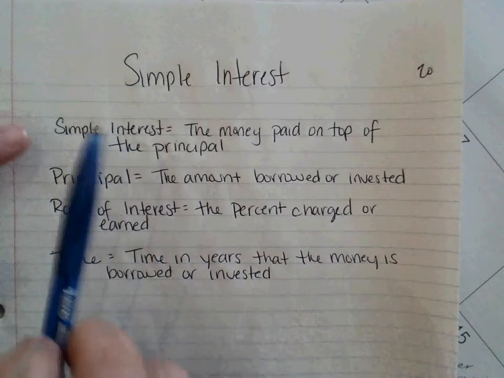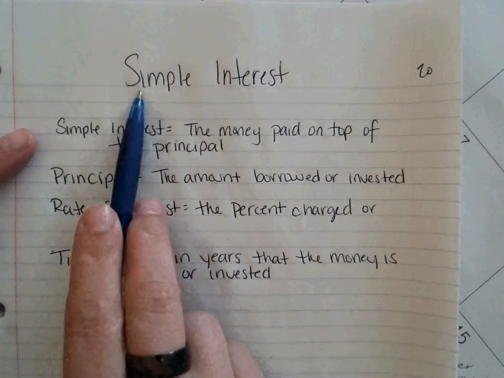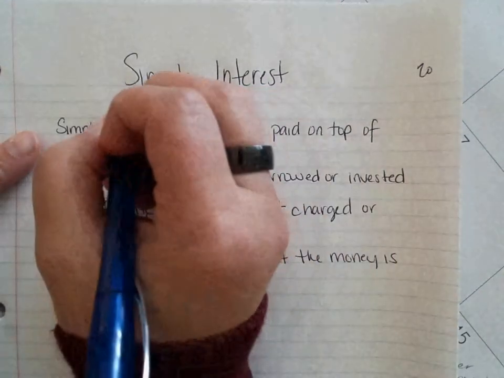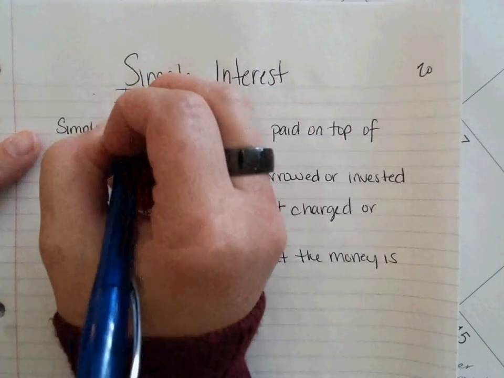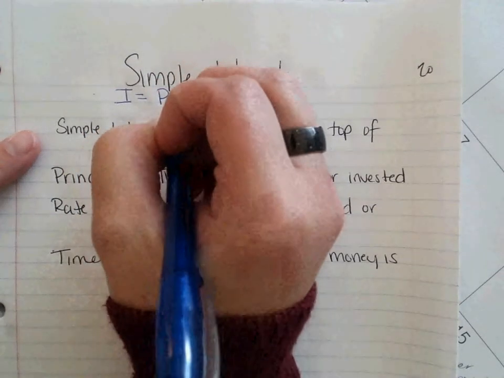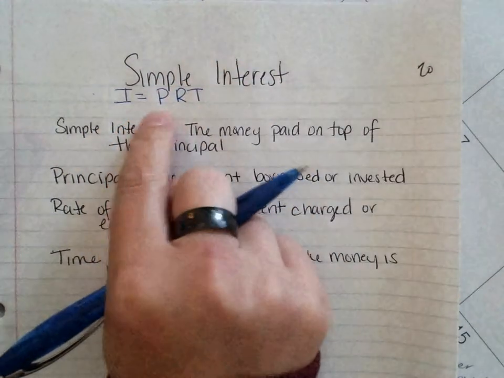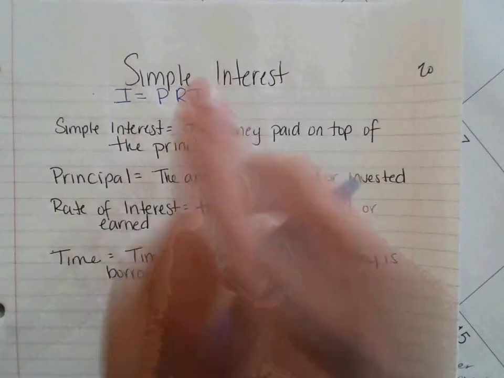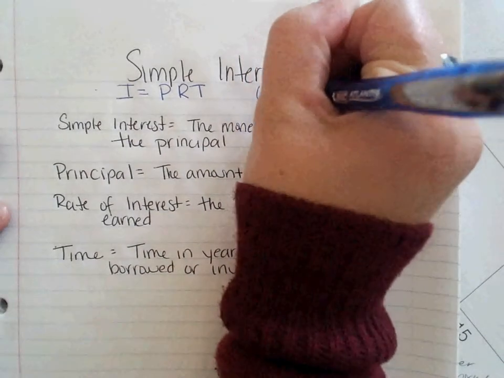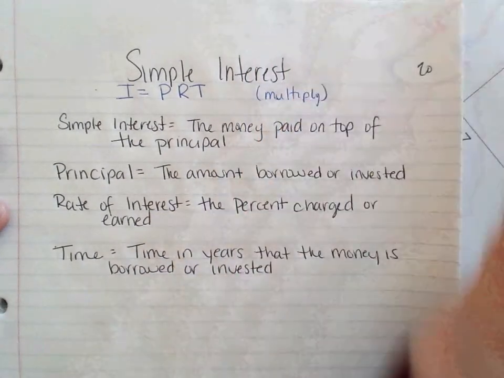So now that you have it written down, we have simple interest. That's what we're finding. Simple interest is the formula I equals P R T. And remember, when they're all written side by side, that means to multiply. So you're going to multiply a lot.